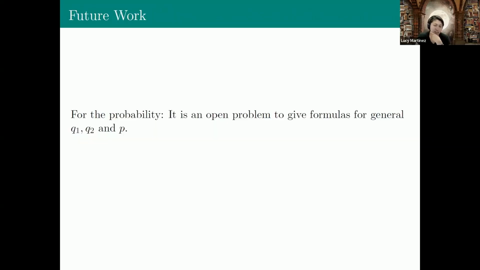But some future work, I forgot to fix this slide, so forgive me, but for the probability and the expected duration, it is still open to give formulas for general Q1, Q2, and P, because again, we did focus on Q1 equal to Q2 being (1 minus P) over 2.